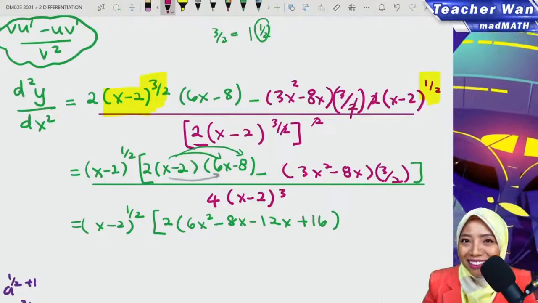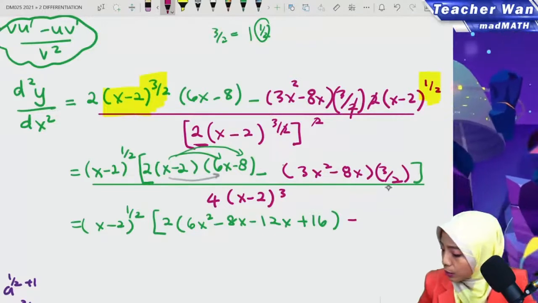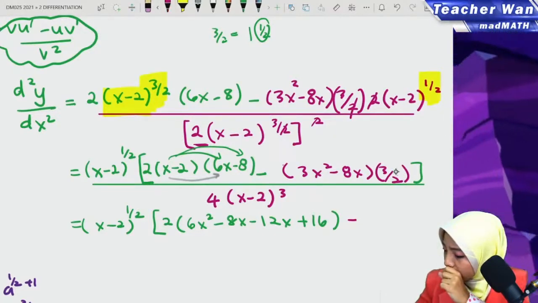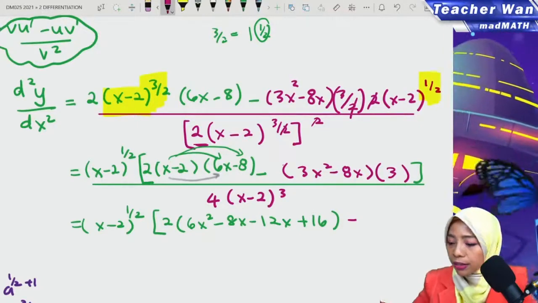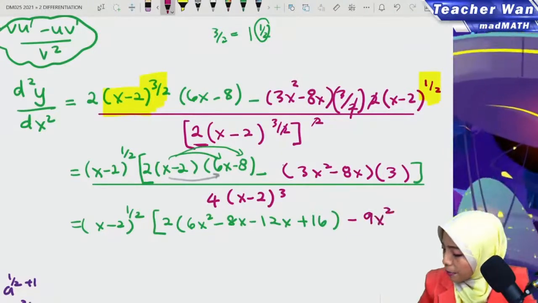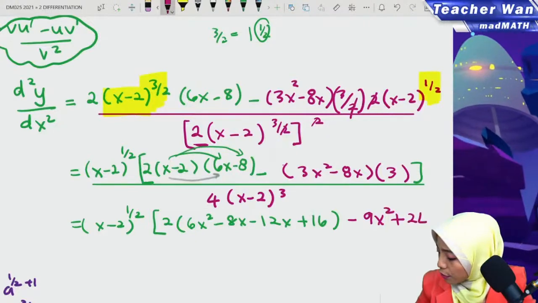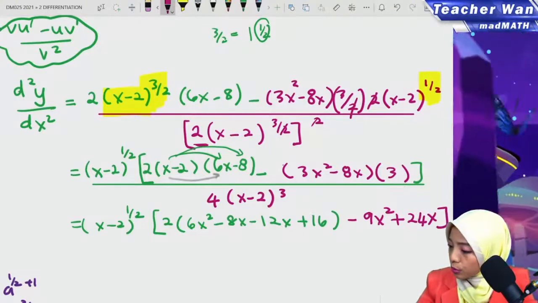And then minus with. Okay, this one we continue. Okay, 2 ni ada lagi ke? 2 ni dah tak ada dah kan tadi sayang kan? Tinggal 3 je kan? Okay. So it become easier lah. Okay, 3 times 3, we get 9x square. Okay, minus become positive. Okay, so 24x. Okay, we tutup, we close the bracket.